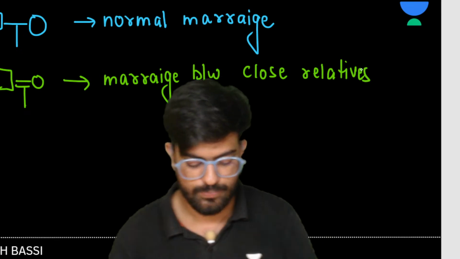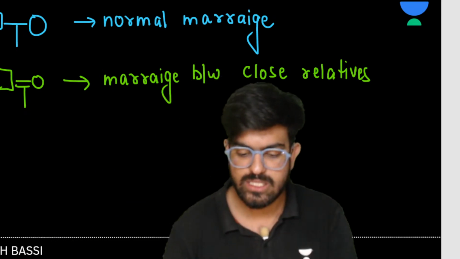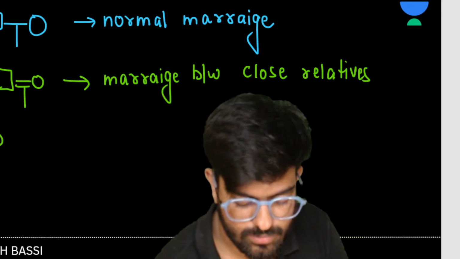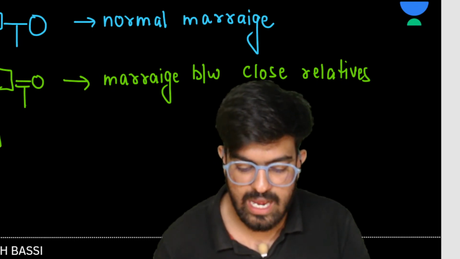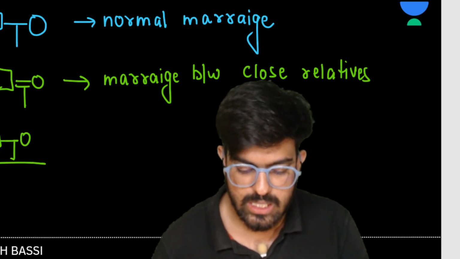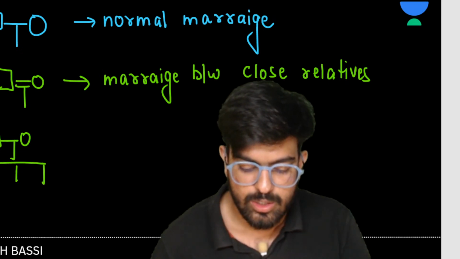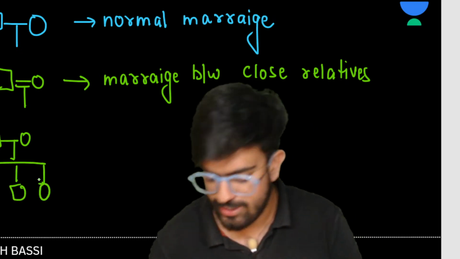Okay, chalo. Next, this will be what? This square and this circle, with the line. Normal marriage with normal child. Yes or no?